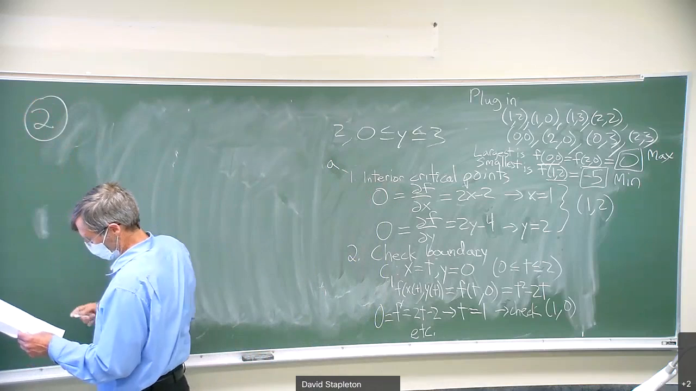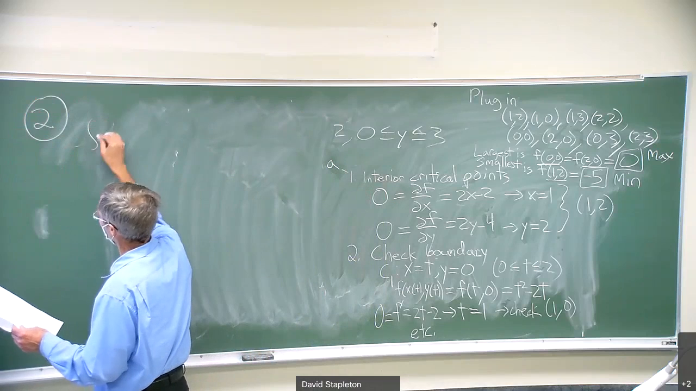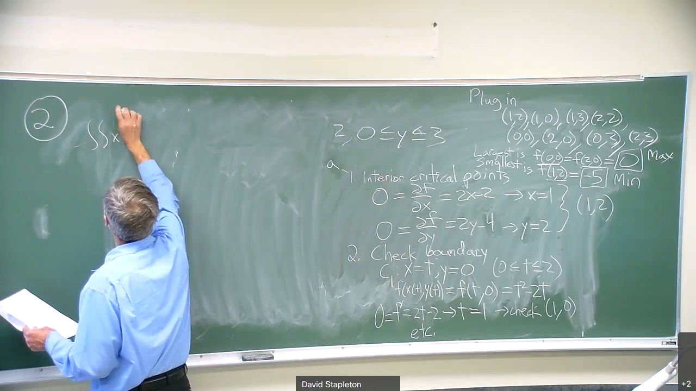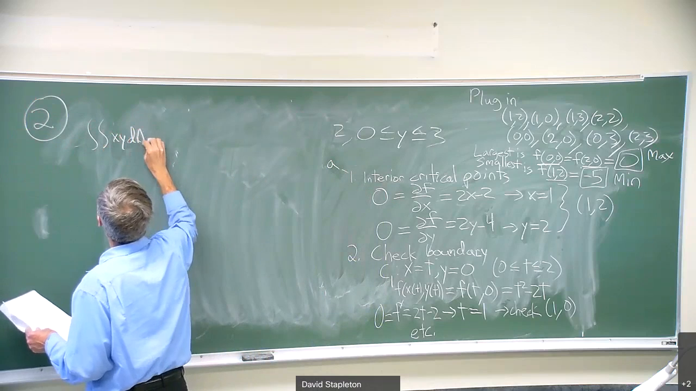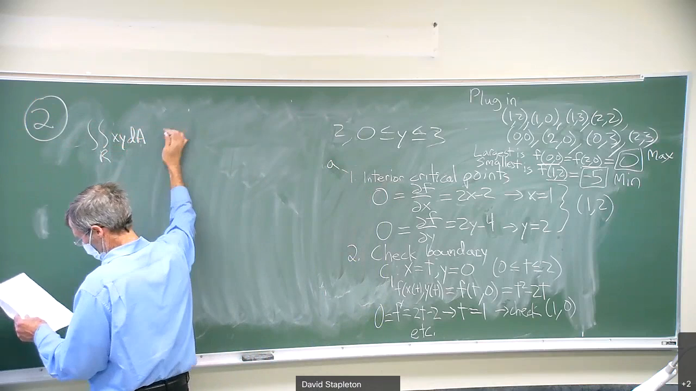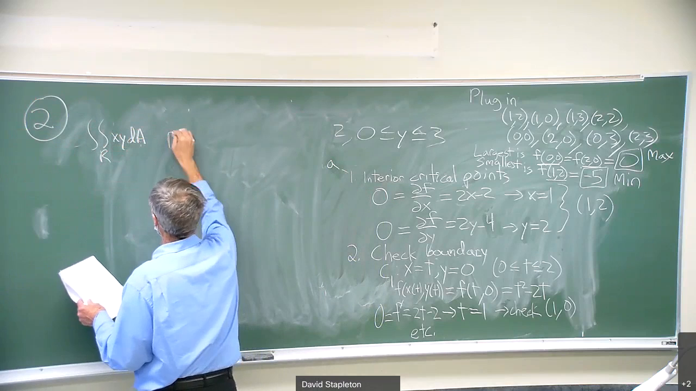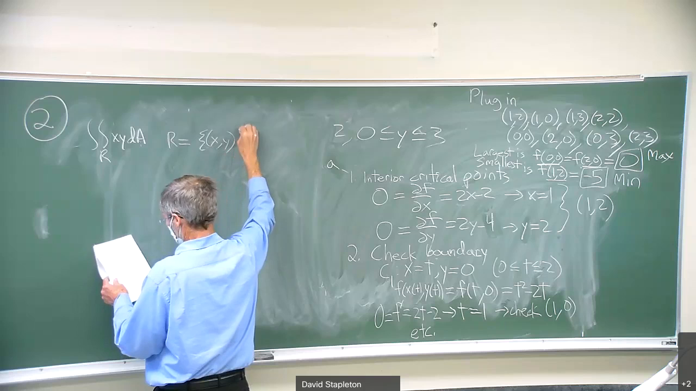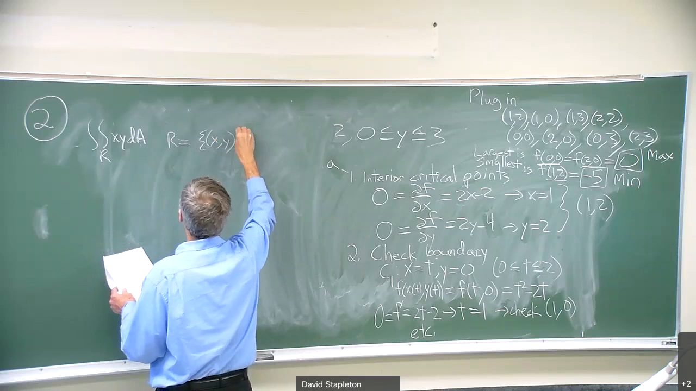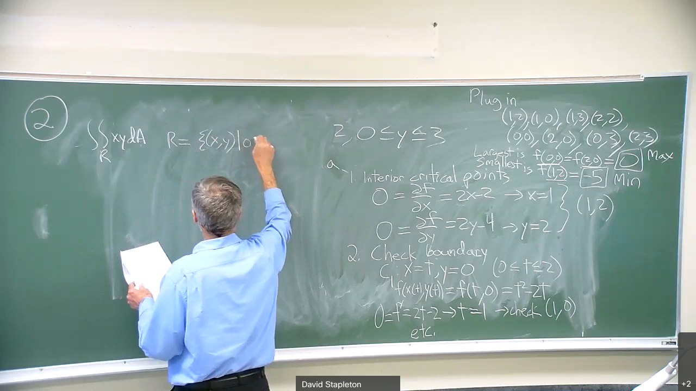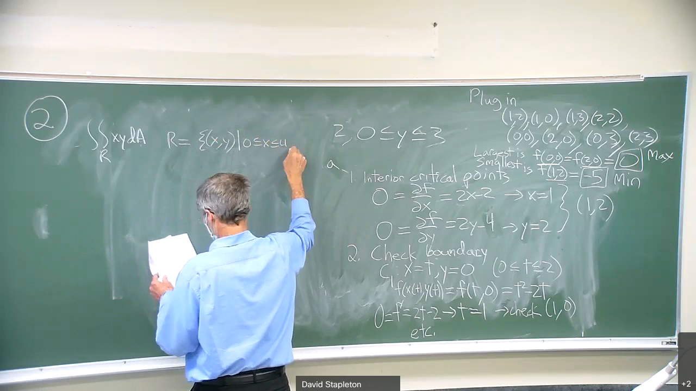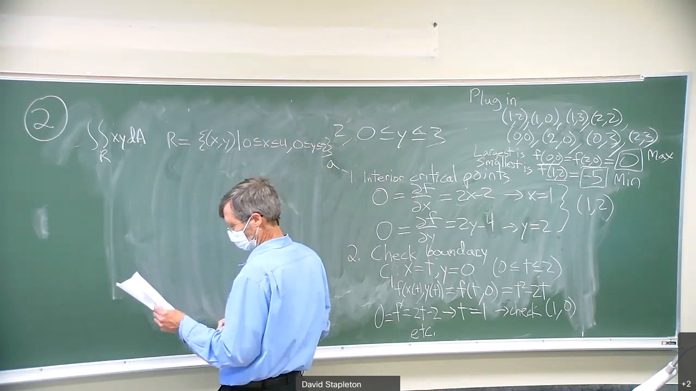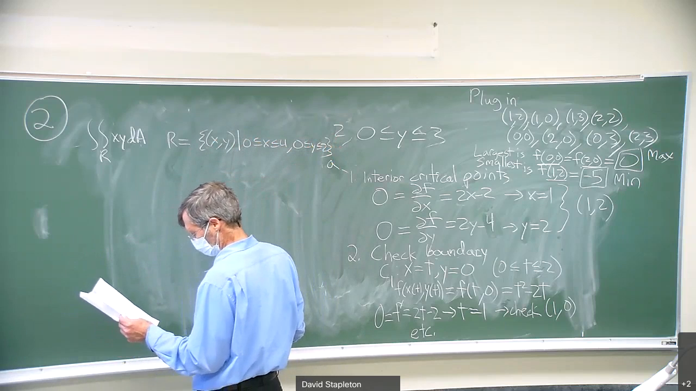Here's number 2. I asked you to evaluate the double integral of xy dA over region R, where R was a rectangle. I think most of you did really well on this. R is the rectangle in set builder notation: the set of all (x, y) such that x is between 0 and 4, and y is between 0 and 2. The last one was a similar rectangle with different limits.